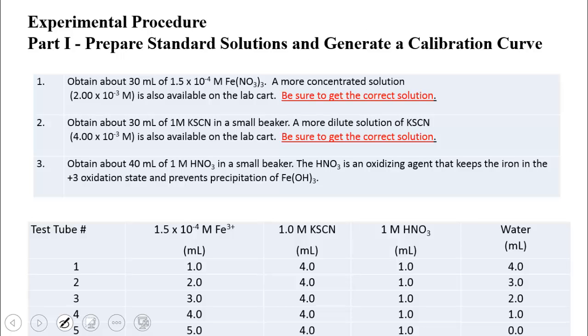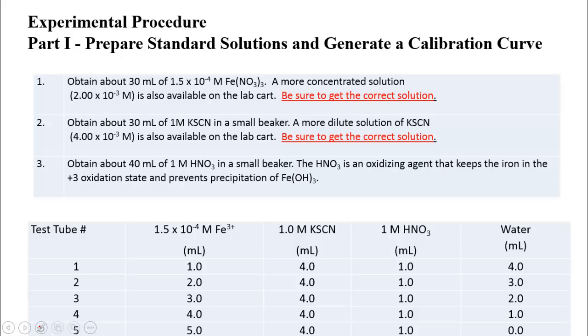In terms of our experimental procedure, there are two parts to this lab. The first one is, of course, generating a calibration curve: preparing your standards, measuring the absorbance of those, and generating that curve. Then we can measure the equilibrium concentrations of the iron thiocyanate complex versus different initial concentrations of the iron and the thiocyanate, so that we can determine the equilibrium constant.